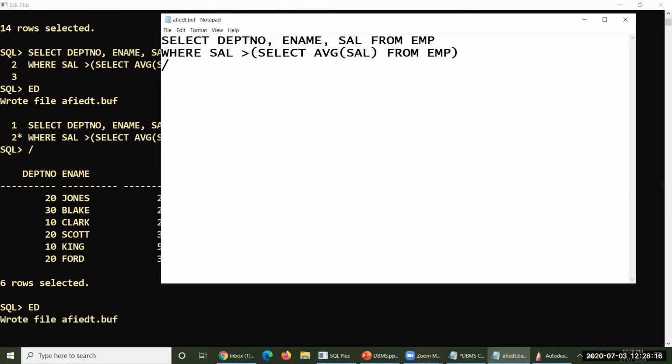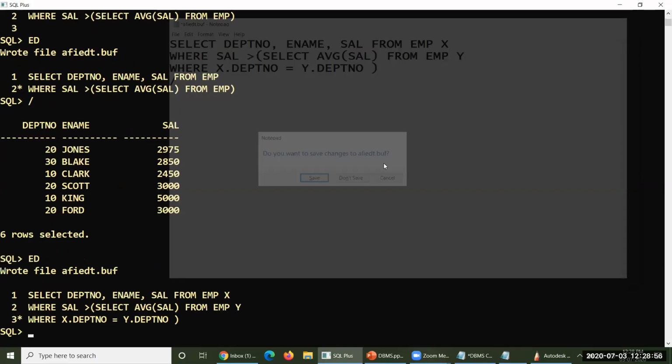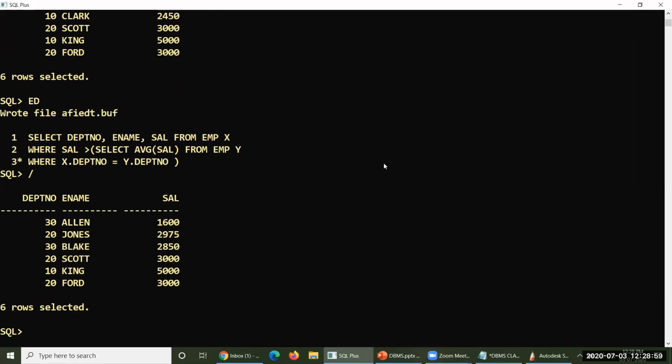So here we need to take one table alias, and you need to compare with each other, that is X dot DEPTNO, where the outermost query alias name is X, will be equal to the innermost query's DEPTNO. If you have taken any alias name here, let me say Y, let us consider Y dot DEPTNO. If you take something like this, observe the difference between these two.